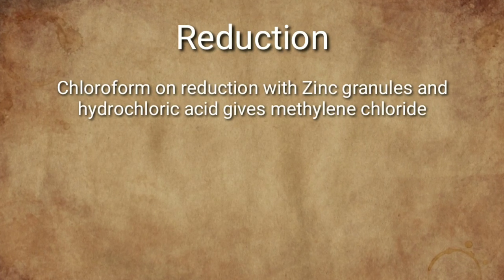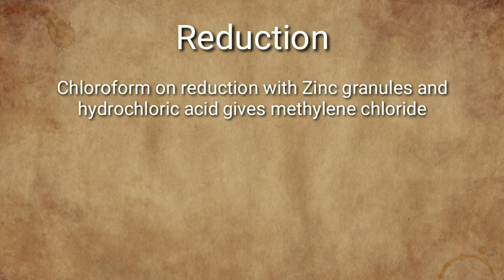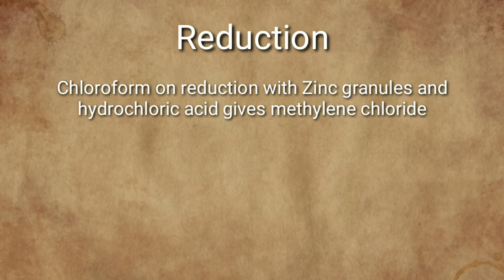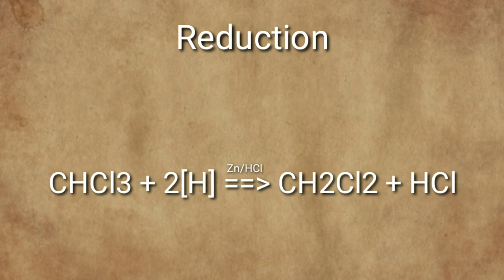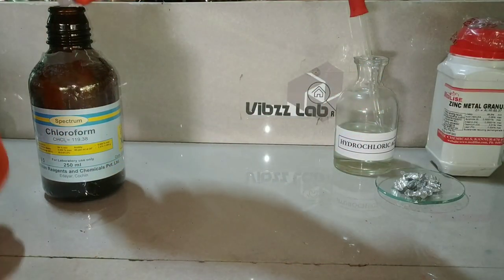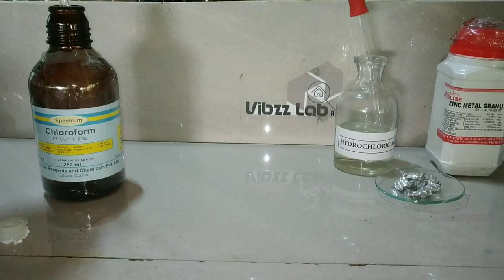Now we see the reduction reaction. Chloroform on reduction with zinc granules and hydrochloric acid gives methylene chloride. Zinc granules react with hydrochloric acid to produce nascent hydrogen, which reacts with the chloroform, forming the methylene chloride.